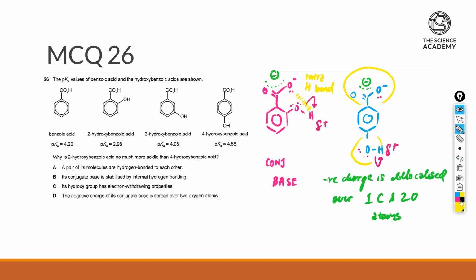So for this question over here, the answer we're looking at is going to be B. This internal hydrogen bond is formed between your conjugate base, COO- and the nearby substituent of OH, for an intramolecular hydrogen bond.